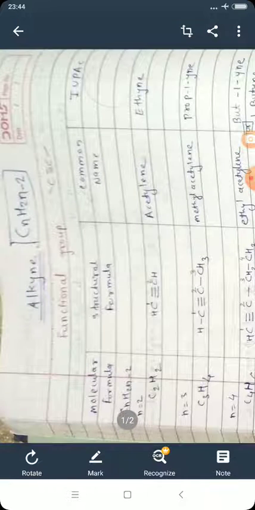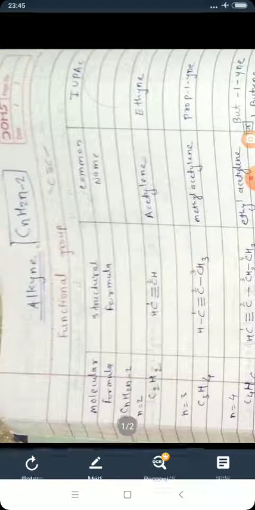Okay, see, according to the formula, if we consider n is equal to 2, then the molecular formula is C2H2. In the structural formula, they possess two carbons with a triple bond, CH triple bond CH. According to the common name, when two carbons and a triple bond are present, it is called acetylene. And according to IUPAC, two carbons means eth, having yne, so it is called ethyne.